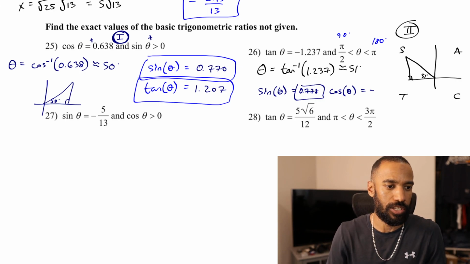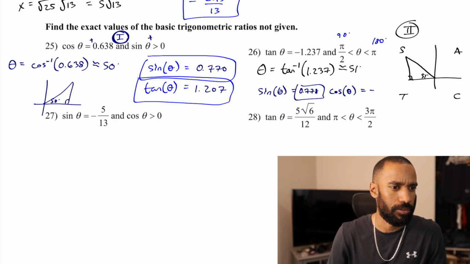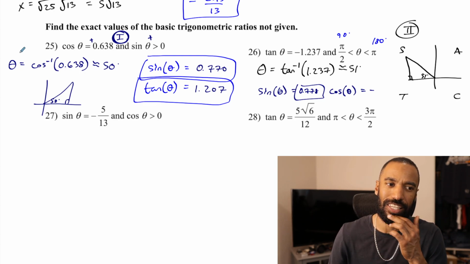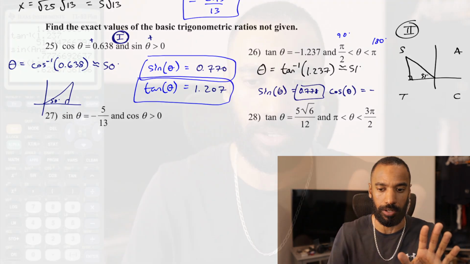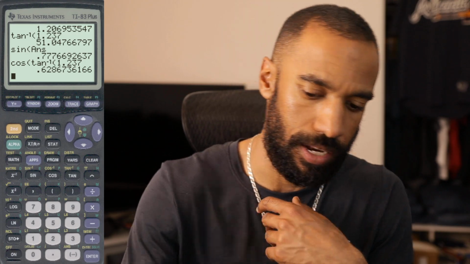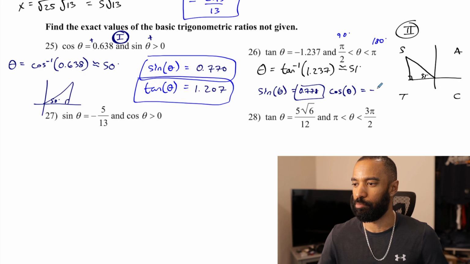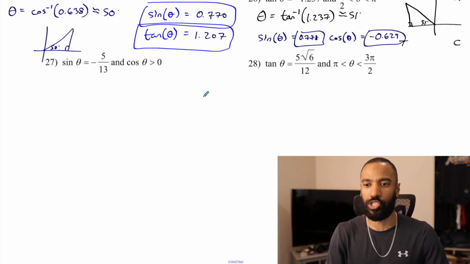Cosine, remember, make this answer negative. Hold on. I need to recall that value. Cosine of that is negative 0.6. Now, it says positive on my calculator. I need to recall here. It says positive on my calculator because I'm just looking at the reference angle only. I'm making it negative. So it's going to be negative 0.629.